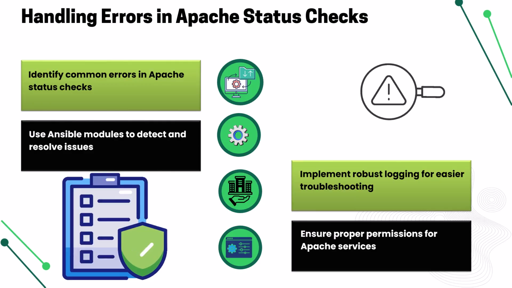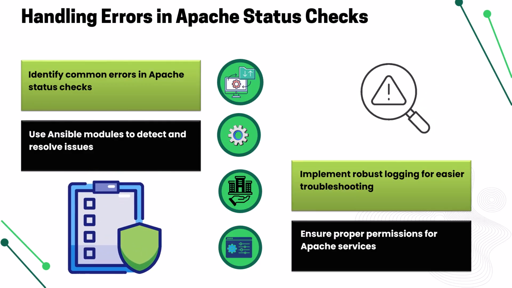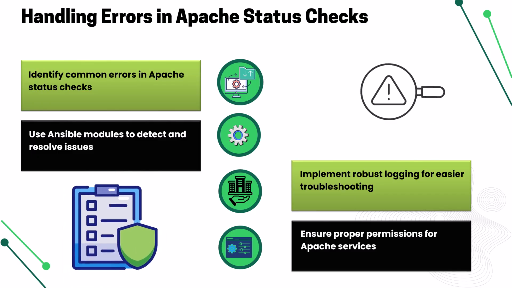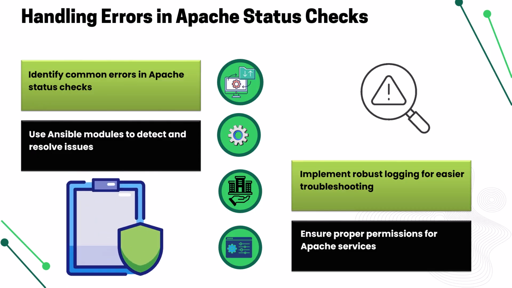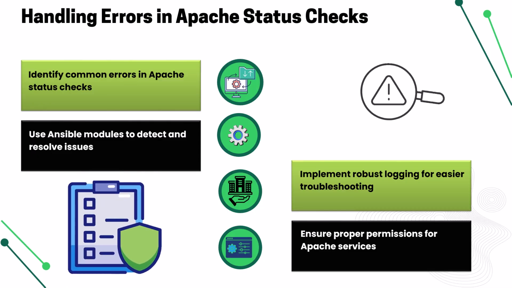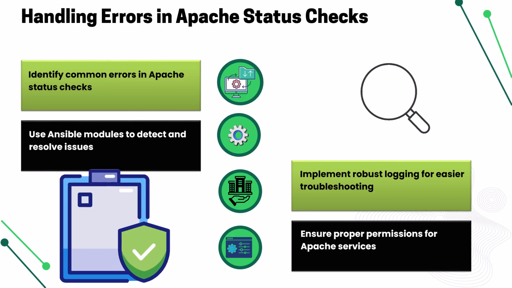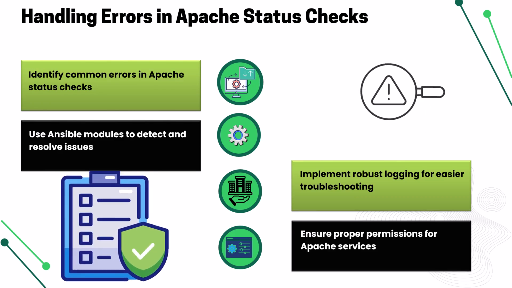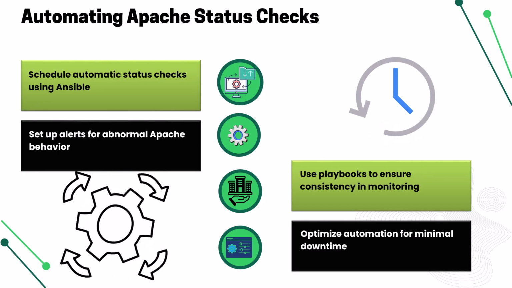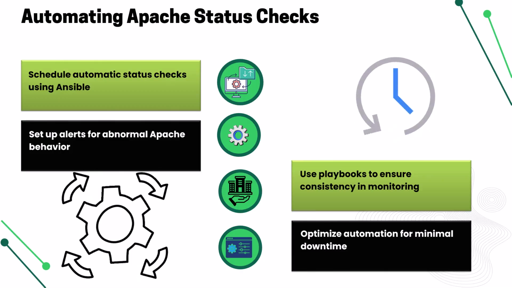Errors, everyone's least favorite surprise. First, we spot common issues that can trip up Apache status checks. Then we call in Ansible modules, which help pinpoint and fix problems quickly. Good logging is essential, because guessing what went wrong is not a strategy. And finally, we make sure Apache has the right permissions, because sometimes it's just a matter of access. That way we dodge avoidable headaches. Wouldn't it be great if Apache could just tell us when it's feeling unwell? With automation, it almost does.